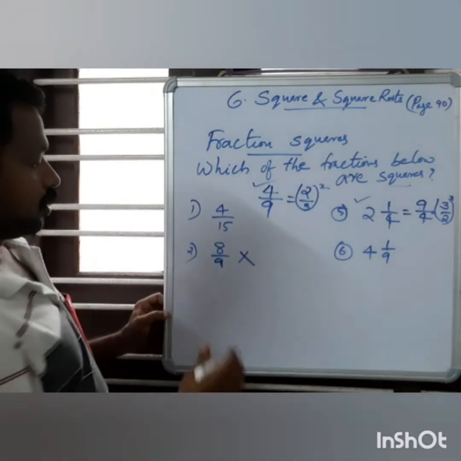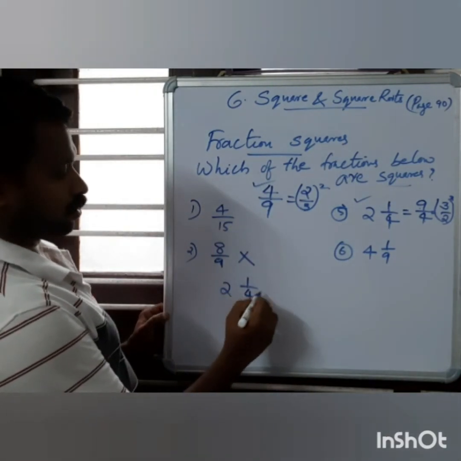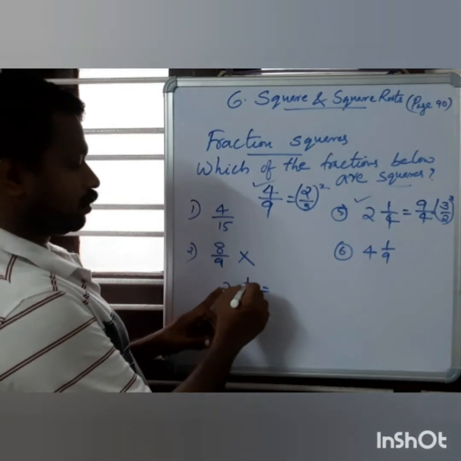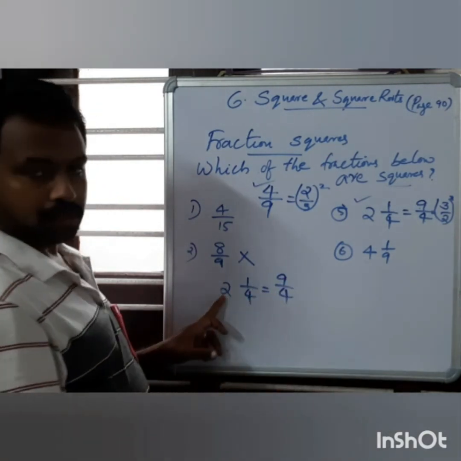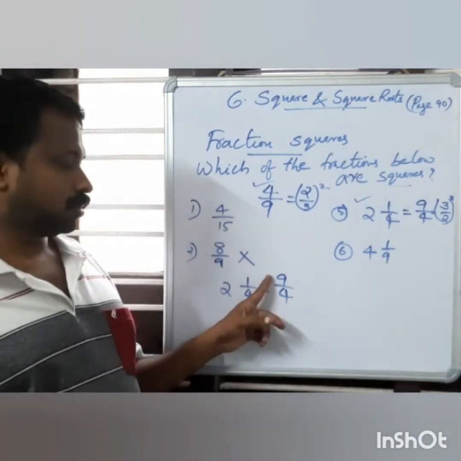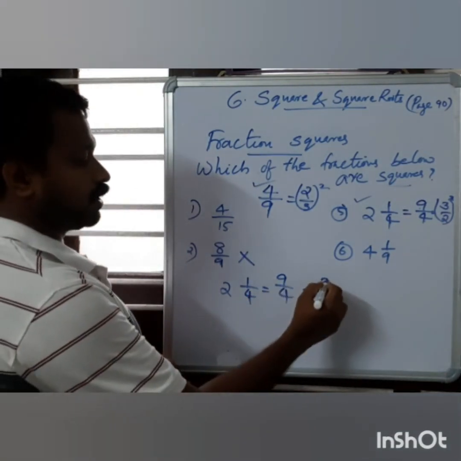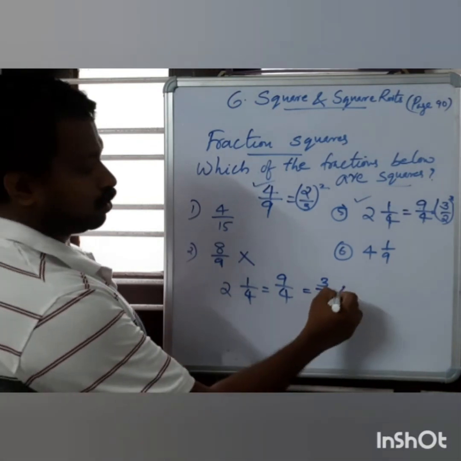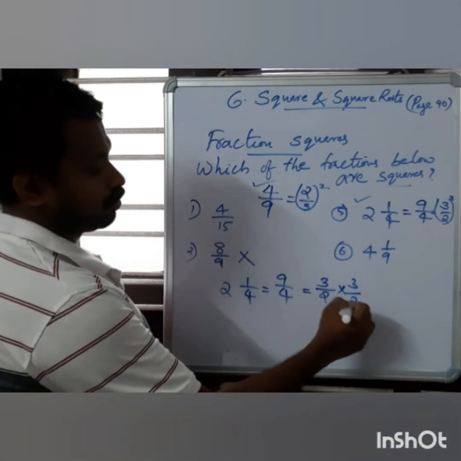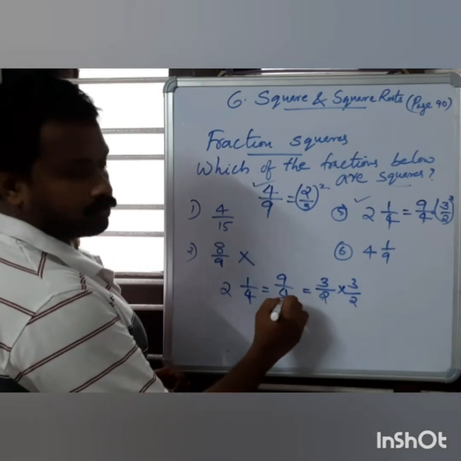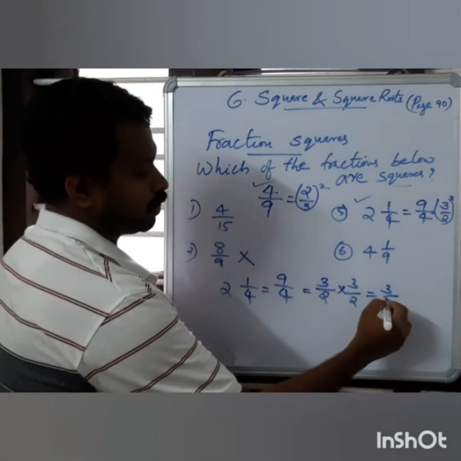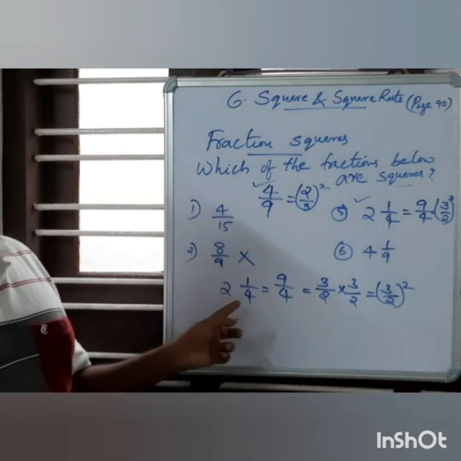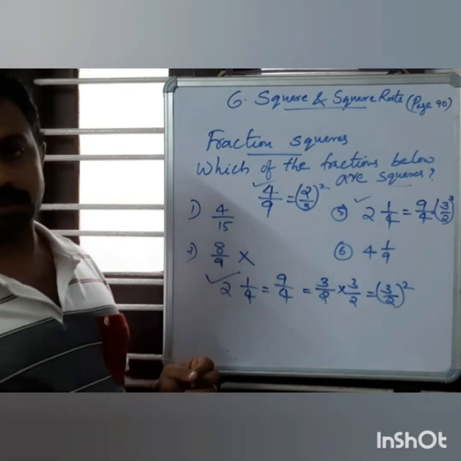See here, 2 1 by 4. You change it to a normal fraction. 2 into 4, 8. 8 plus 1, 9. 9 by 4. Is it a perfect square or not? So 9 has a square root of 3. 4 has a square root of 2. So 3 into 3 is 9. 2 into 2 is 4. So we can write 3 by 2 square is 2 1 by 4. So it is a perfect square.